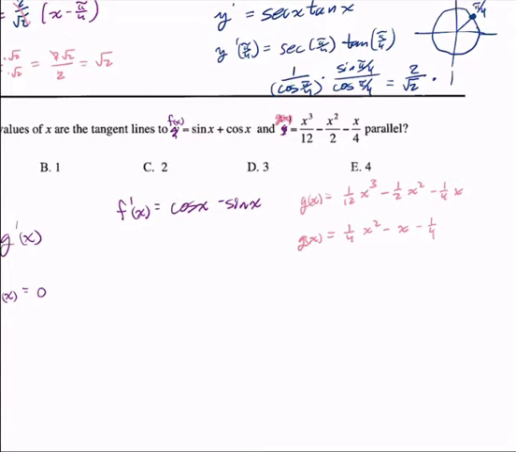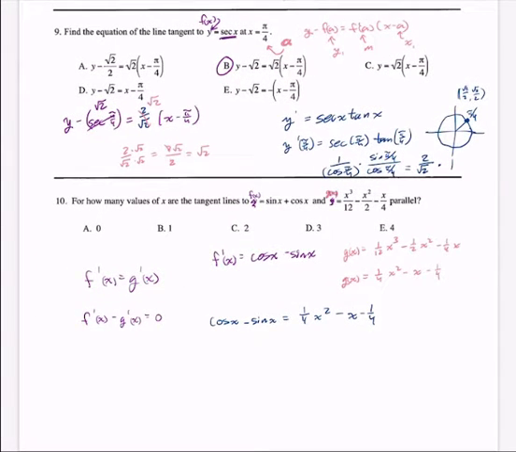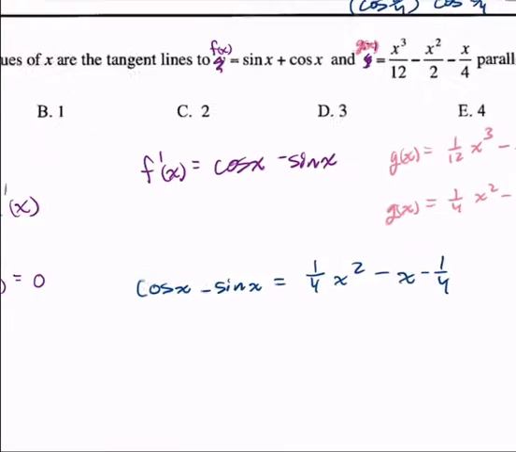So we've got to set these equal to each other and see where they are equal. So cosine x minus sine x equals 1 over 4 x squared minus x minus 1/4. So where are these equal to each other? There's no indication on this problem that you should use a graphing calculator, but I'm pretty confident that would be the best way to solve it.